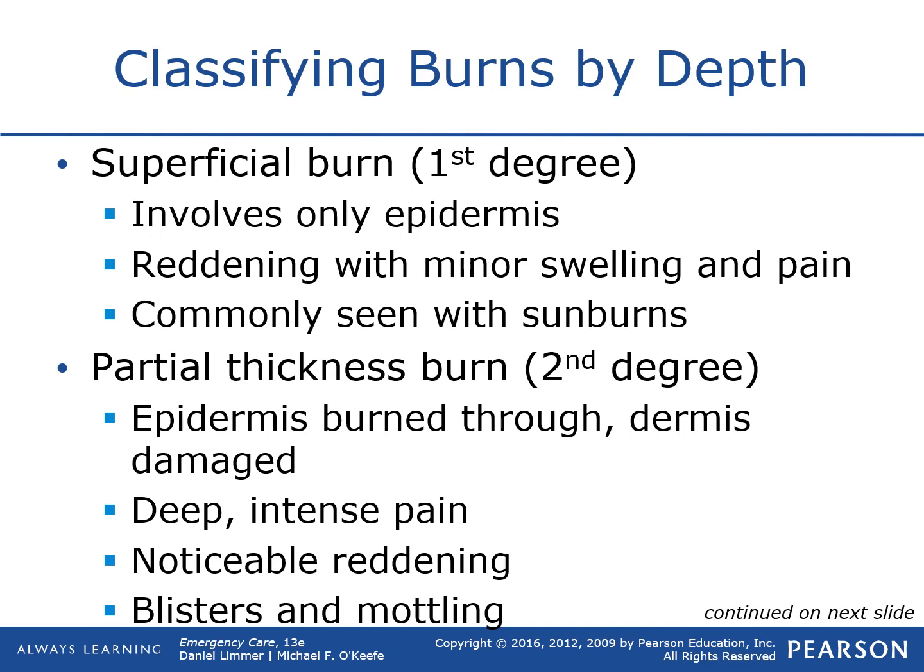Second degree burns are called partial thickness burns. So that's where we've burned through the entire epidermis and the dermis is now damaged. This is where we have blistering happening. It's usually very deep and intense pain. And that's usually the telltale sign, is if it goes from being just red to having actual blisters. Blisters means that's going to be a partial thickness burn. So that's where we've gone from first degree to second degree, is when we see blisters pop up.